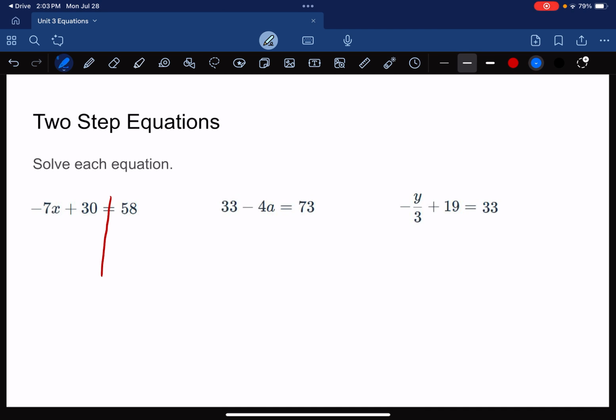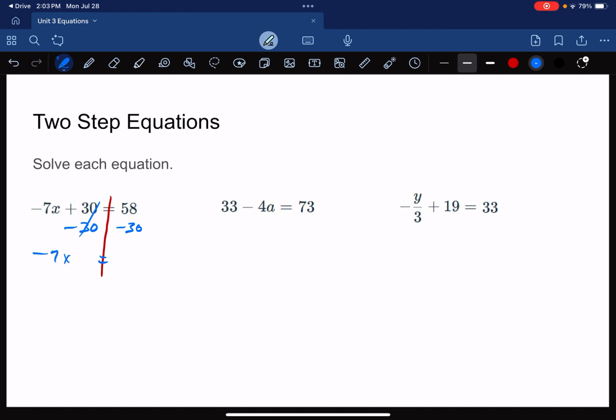So is it the -7 or the 30 that's attached with addition? Well, between the x and the 30 is an addition sign. And so I've got to break that sign. I've got to break the 30 away. Well, it is a +30, so I'm going to subtract 30 to do that from both sides.